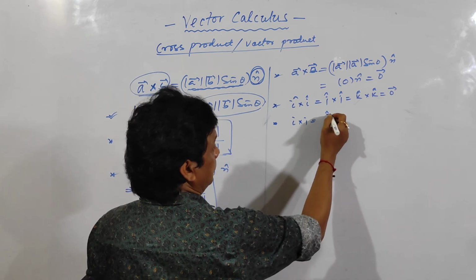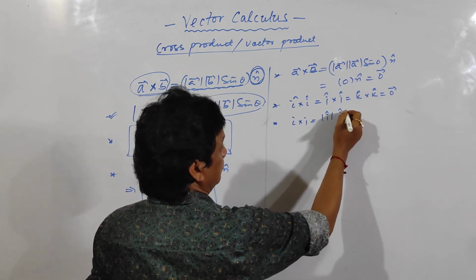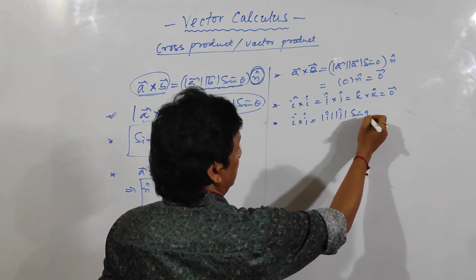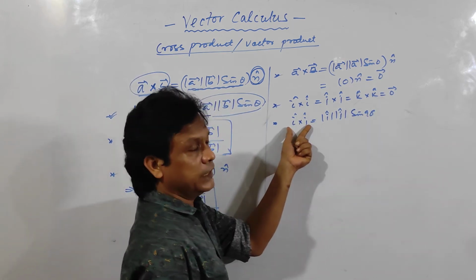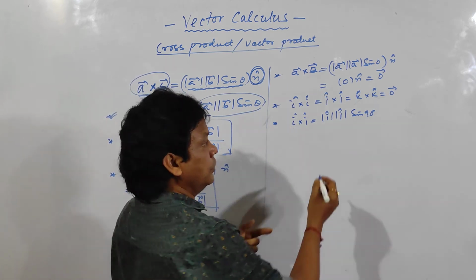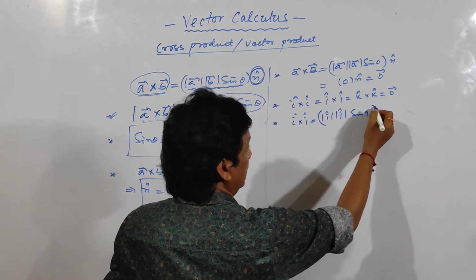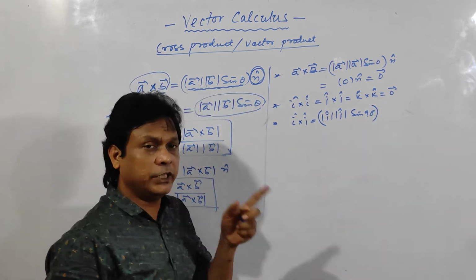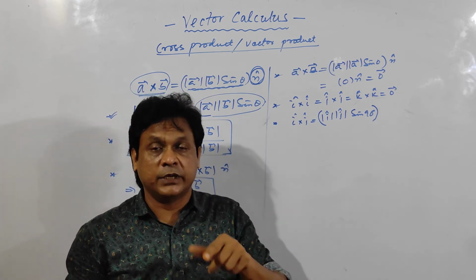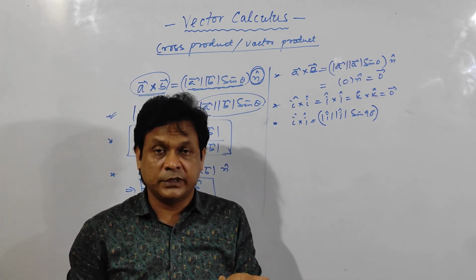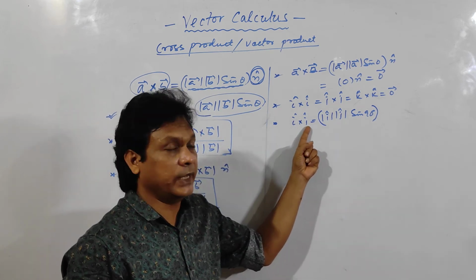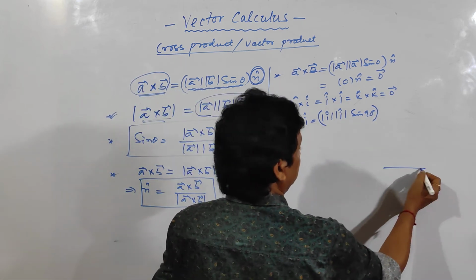Now, what is i cross j? That means mod i cap into mod j cap into sin 90 degrees, because i is along the x axis and j is along the y axis, so the angle between i and j is 90 degrees. So mod i into mod j into sin 90 into the unit vector perpendicular to the plane containing i cap and j cap. And i cap and j cap are in the xy plane, since one is along the x axis and the other along the y axis.